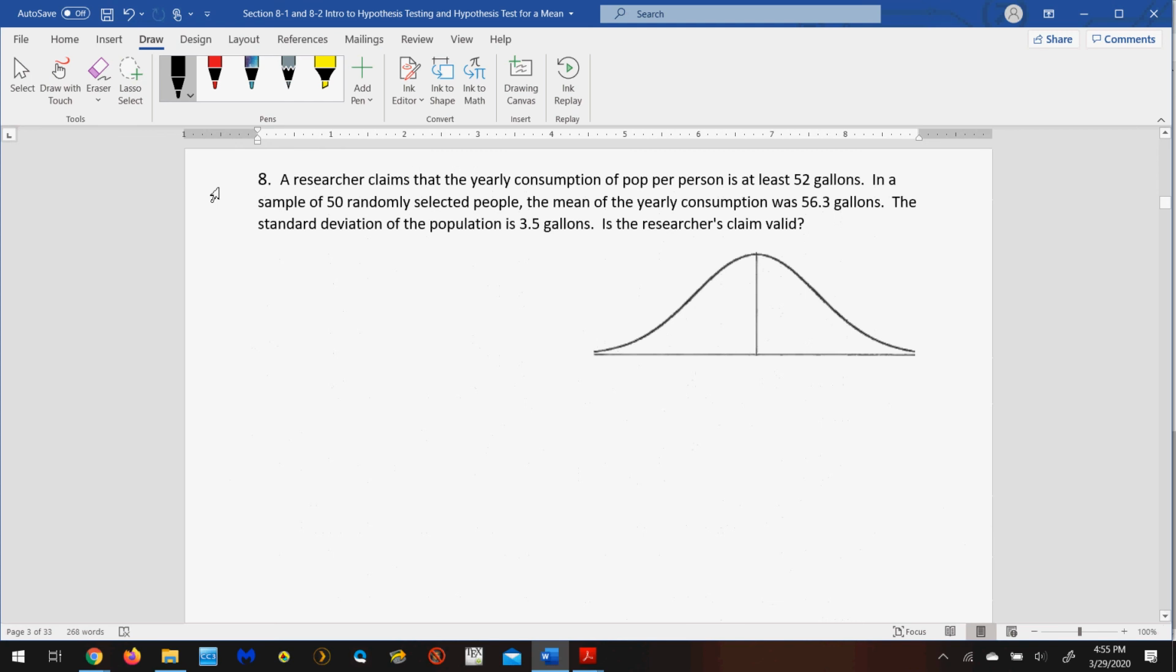So the next question says, a researcher claims that the yearly consumption of pop per person is at least 52 gallons. In a random sample of 50 randomly selected people, the mean of the yearly consumption was 56.3 gallons. The standard deviation of the population is 3.5 gallons. Is the researcher's claim valid? So I'll first need to identify my hypotheses, which will be H sub 0 and H sub 1.